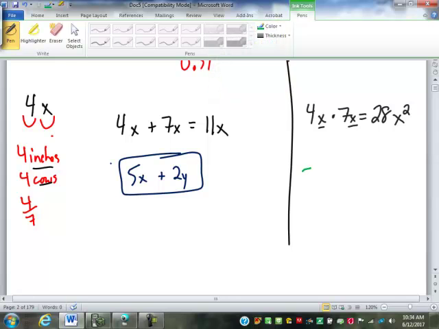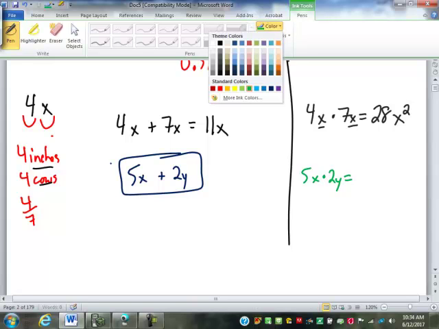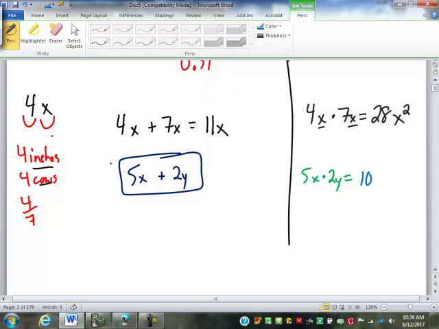What about that 5x and 2y? What if I had 5x times 2y? Perfect. I combine the counts. 5 times 2 is 10. And then I also combine the names. Just like feet times pounds became foot pounds, x times y becomes xy.